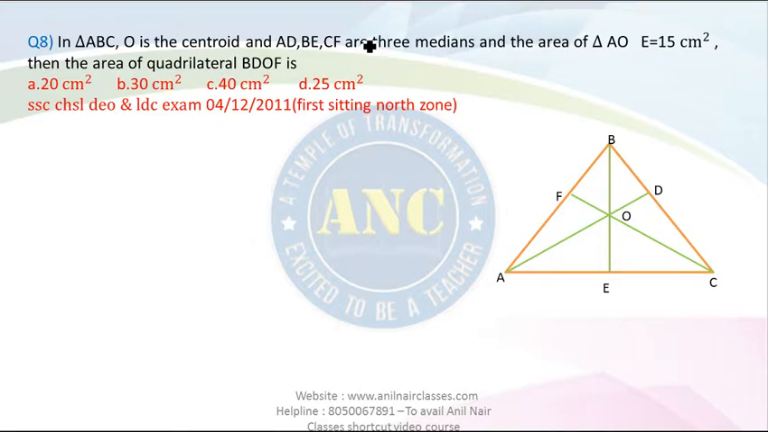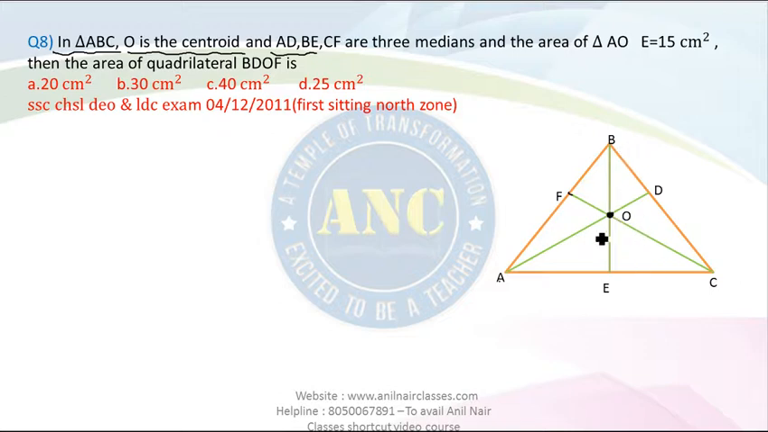Next question, again it's a very beautiful question, sir. Now see here, your question says, in triangle ABC, I have drawn a triangle ABC already on the right side of the screen. O is the centroid. This particular point O is nothing but the centroid. What is the meaning of centroid? Centroid is nothing but the point of intersection of 3 medians of a triangle, and the centroid always divides the median in the ratio 2:1.